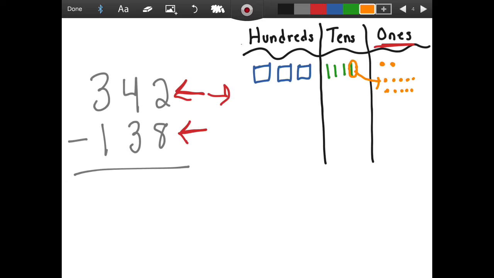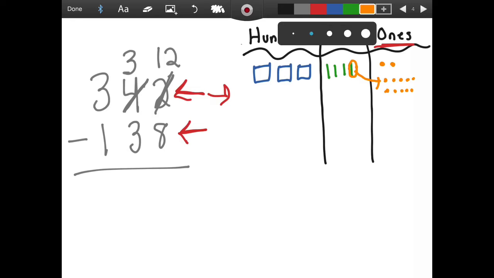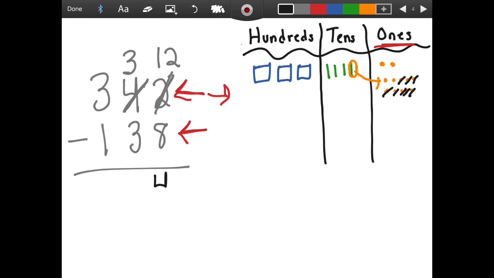All right, let's show what we did over here in our math problem. So we knew we couldn't take away 2 from 8, so we called up the 4. We borrowed 10, and then the 2 became a 12. So now we have 12 minus 8. So we can go ahead and cross off 8 over here. 1, 2, 3, 4, 5, 6, 7, 8. And we have 4 left over.